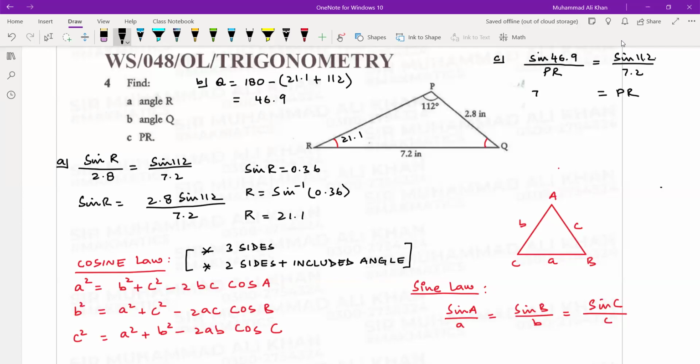Cross multiply here: 7.2 sine 46.9 divided by sine 112. What is the value of PR? 5.67. 5.67 is the value of PR. Are you clear?